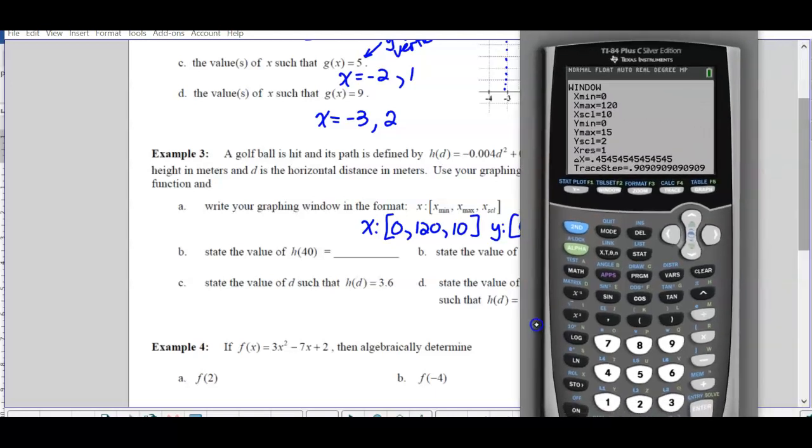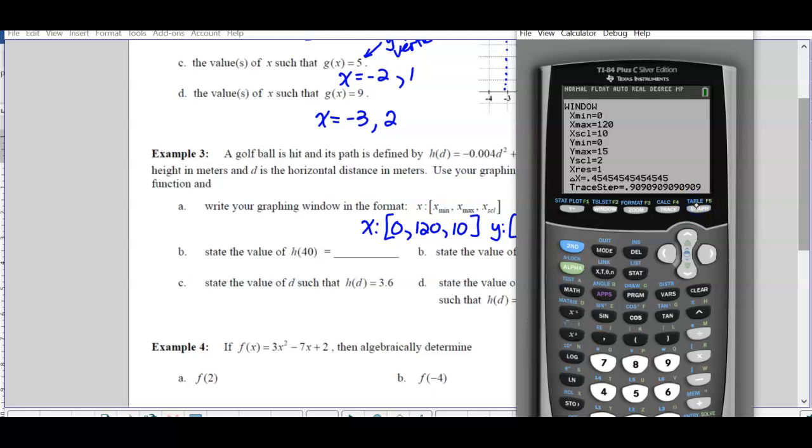Okay. Now h of 40. So if you have your graph, you press graph. You notice how it says the word state. State means you just have to give the answer. You don't have to show any algebraic work. And it's in your calculator, so use your calculator. So remember, you go to trace, and if you just punch in 40, it assumes you know that's your x value. It goes to the point where y is 9.6, which in this case is your vertical height.